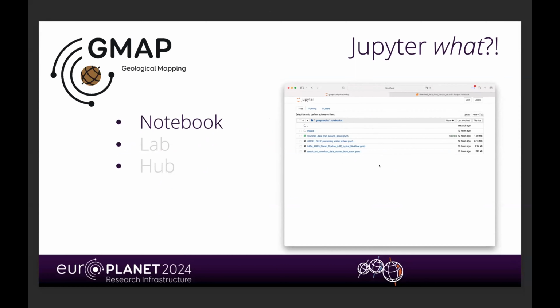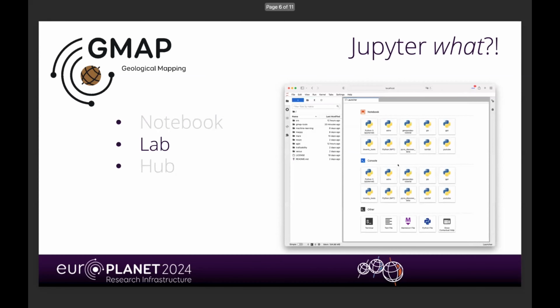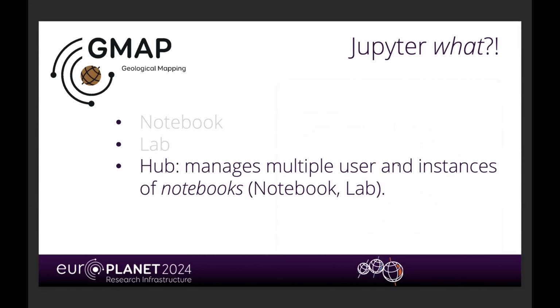When we talk about Jupyter, there are three suffixes that people use: either the notebook, the lab, or the hub. What are those things? Basically, the notebook is an older interface, like this one that I'm showing here. The lab is the current version, where you have much more resources. And the hub, which is what we have here at GMAP, manages notebook environments, right?